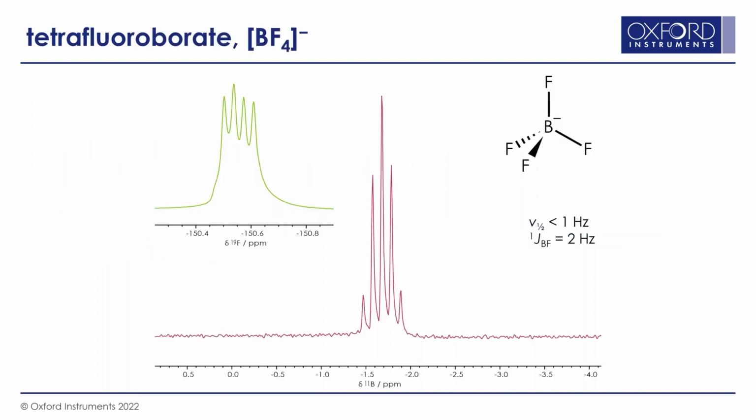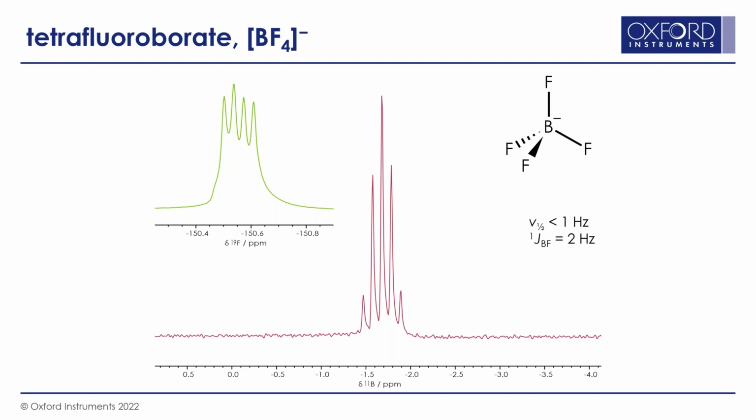The first boron 11 spectrum we'll look at is that of the tetrafluoroborate anion, a small tetrahedral molecule comprising a boron atom bound to 4 equivalent fluorine atoms. As we've already established, fluorine-19 is a 100% abundant spin-half nucleus. So you shouldn't be surprised to see in the boron 11 NMR spectrum the 5 peaks in the 1 to 4 to 6 to 4 to 1 ratio of a pentet.